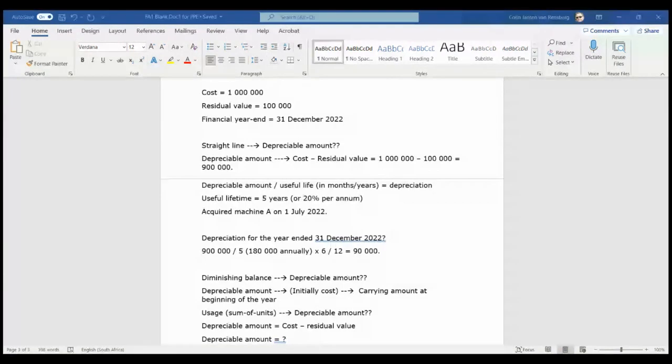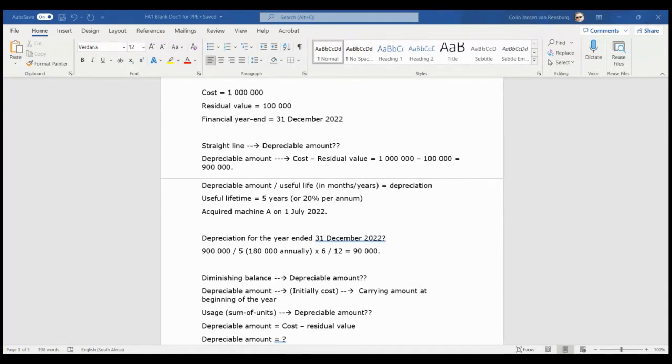And then we said this item was purchased halfway through the year. We believe we can use it for 5 years. So 5 years is our expected useful lifetime. So we are going to take the depreciable amount divided by the number of years that we are going to be using it, and then we multiply it by the number of months that we have used it during the course of this year, divided by 12.